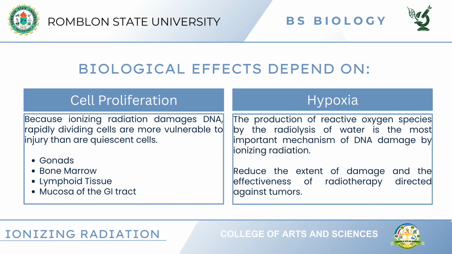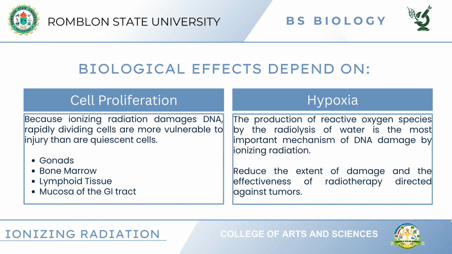So next is cell proliferation. So for cell proliferation, ionizing radiation damages DNA. So rapidly dividing cells are more vulnerable to injury than are quiescent cells. So when we say rapidly dividing cells, sila yung cells na they frequently make copies of themselves. So they are more likely to be harmed dahil nga they are actively using their DNA to divide.